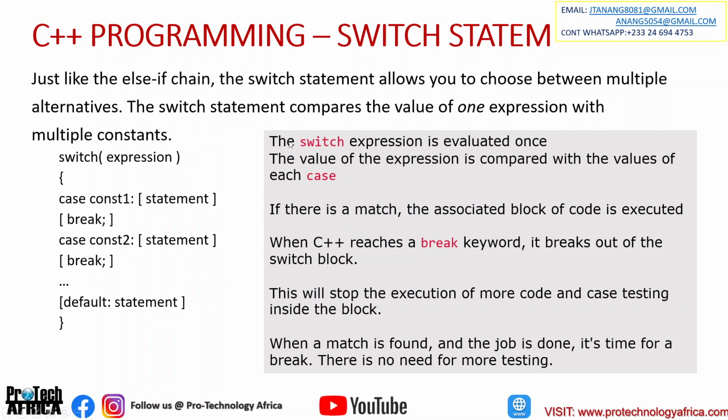So let's look at the following explanations. The switch expression is evaluated once. The value of the expression is compared with the values of each case. So we have case 1, case 2, we can also have case 3, case 4, and then we can have the default statements. If there is a match, the associated block of code is executed. When C++ reaches a break keyword, it breaks out of the switch block. This will stop the execution of more code and the case testing inside the block. So when a match is found, the job is done.